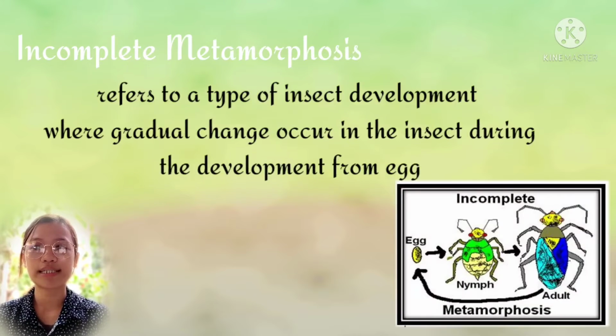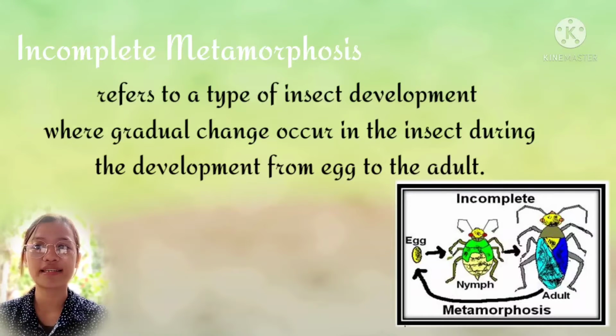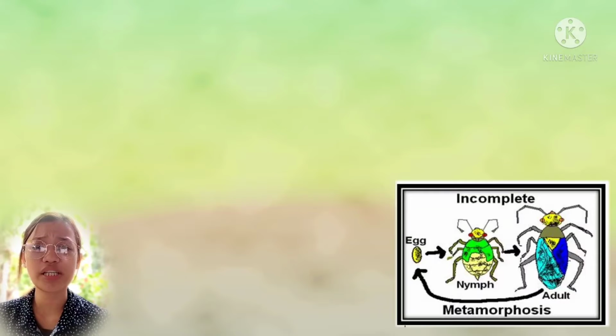Incomplete metamorphosis refers to a type of insect development where gradual change occurs in the insect during the development from egg to adult. It consists of 3 stages: egg, nymph, and adult. As you can see in the picture, it is the life cycle of the incomplete metamorphosis.